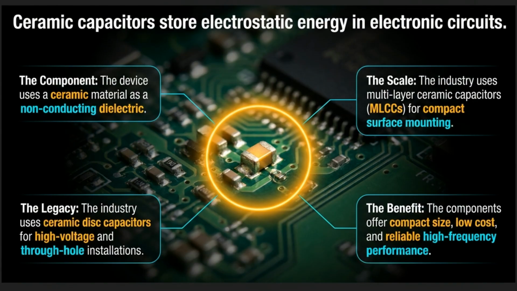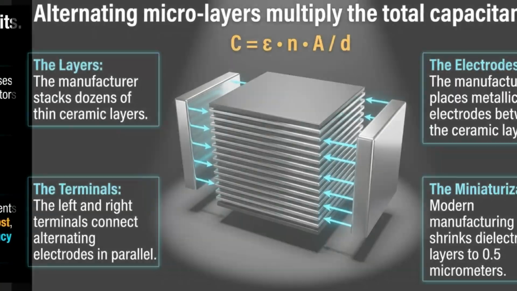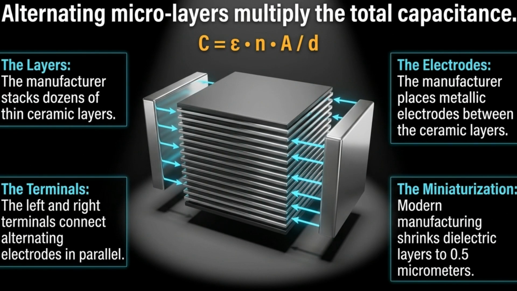Multi-layer ceramic capacitors, or MLCCs, are used for compact surface mounting. They offer compact size, low cost, and reliable high-frequency performance. Alternating microlayers multiply the total capacitance. The manufacturer stacks thin ceramic layers with metallic electrodes in between. The terminals connect alternating electrodes in parallel. Modern manufacturing shrinks the dielectric layers to achieve miniaturization.